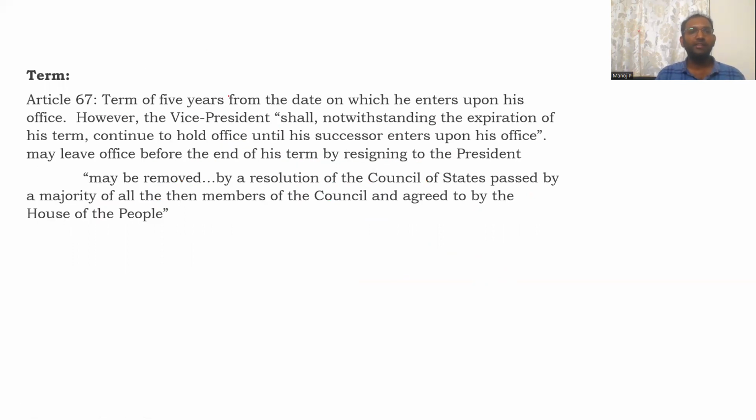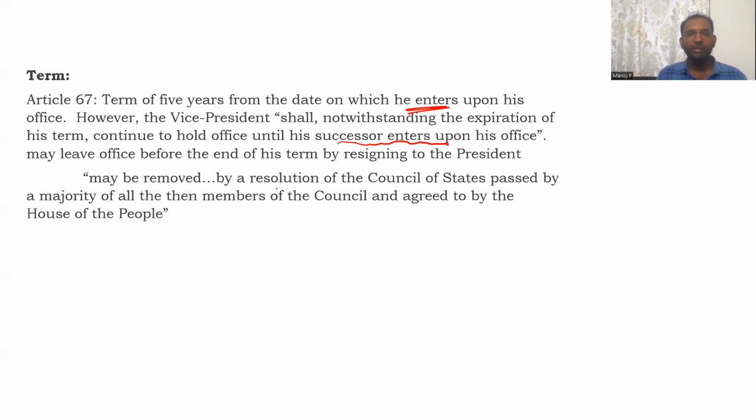Now, Article 67 says the term is 5 years from the date on which he enters upon his office. Similarly, notwithstanding the expiration of his term, he continues to hold his office until his successor enters. Like as I said in case of President of India, similar is the case with Vice President of India, since the post can never be vacant according to Article 63. In case of President of India, Article 52 says that there shall be a President, and here Article 63 says that there shall be a Vice President of India.